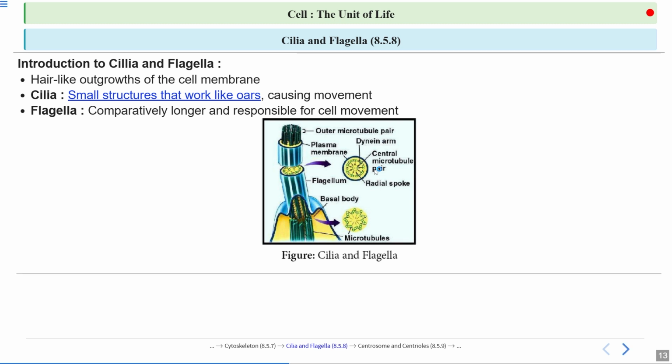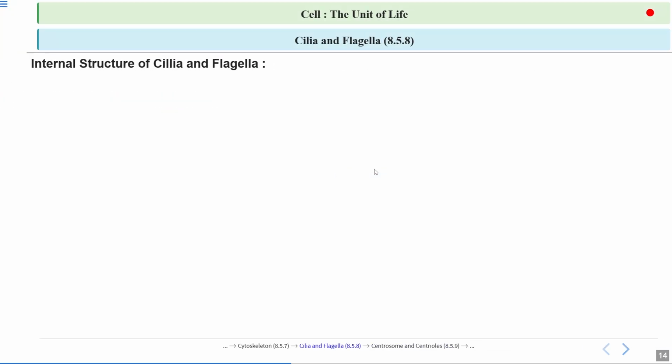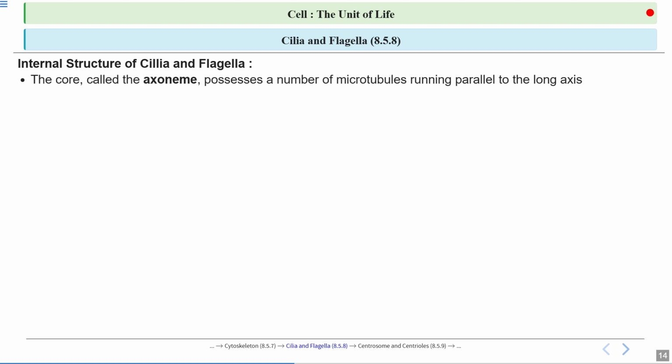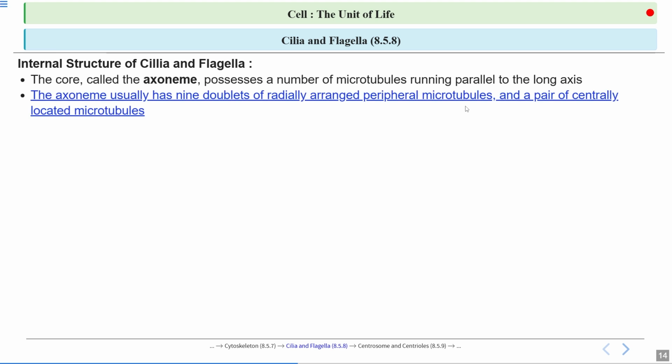Okay, just remember all these terms, we'll discuss these terms. Let's talk about the internal structure of the cilia and flagella. The core is known as the axoneme. The axoneme possesses a number of microtubules. We have studied earlier that cilia and flagella are made up of microtubules. So the axoneme possesses a number of microtubules running parallel to the long axis.